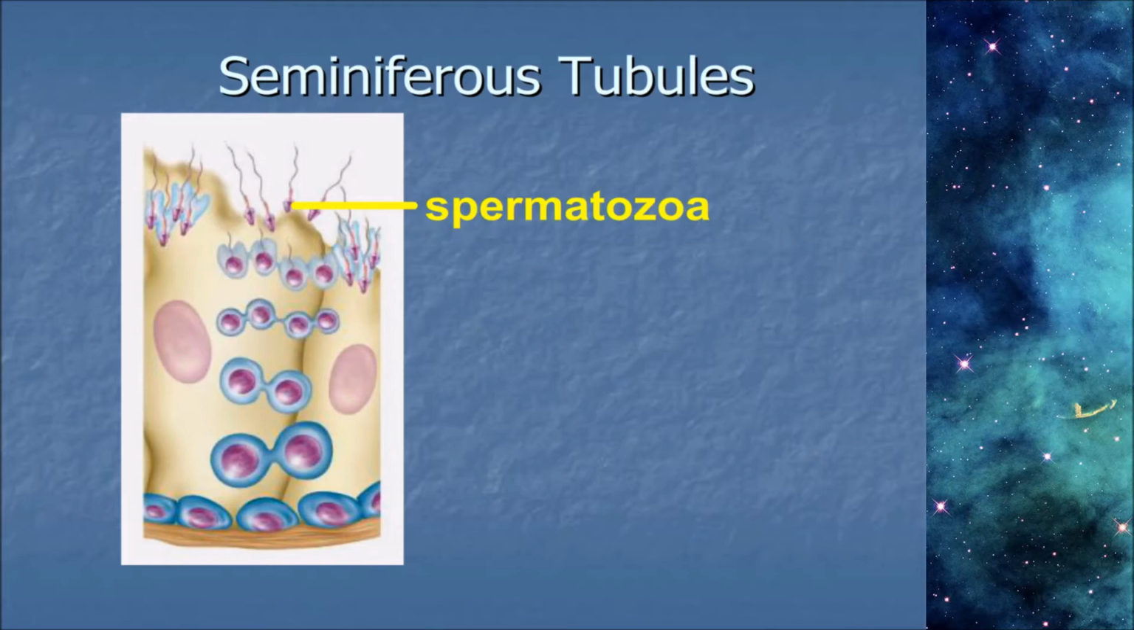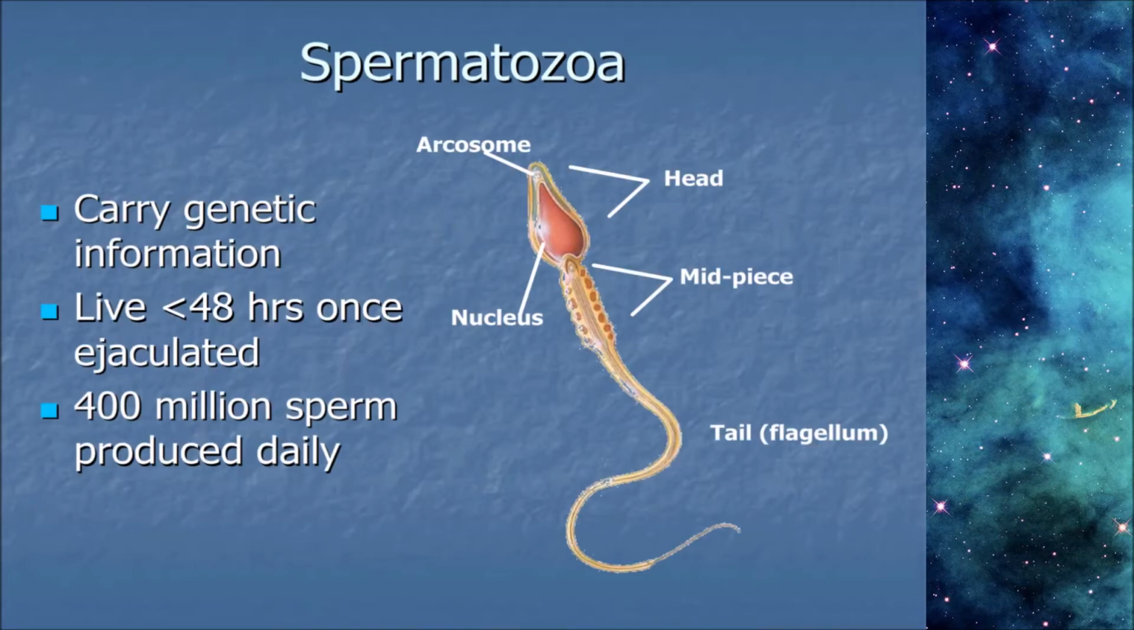Now, the spermatozoa aren't actually ready to fertilize an egg at this point. They're going to undergo a process of maturation within the seminiferous tubules and eventually be stored in the epididymis for up to several months before they're ejaculated. So through the process of spermatogenesis, we should get a total of 4 spermatozoa for every spermatogonium.